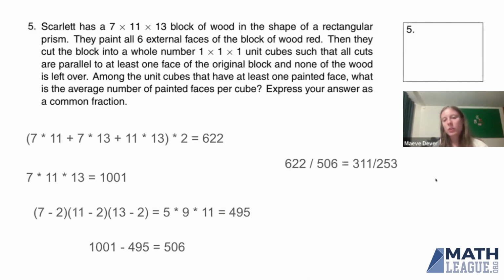And let's see, 253, that's 23 times 11, right? Because 2 plus 3 is 5. 311 is not divisible by 11 and is not divisible by 23. So that fraction is in simplest form, even though the top is bigger than the bottom, that's fine. So that's the answer. That's the average number of painted faces per cube.